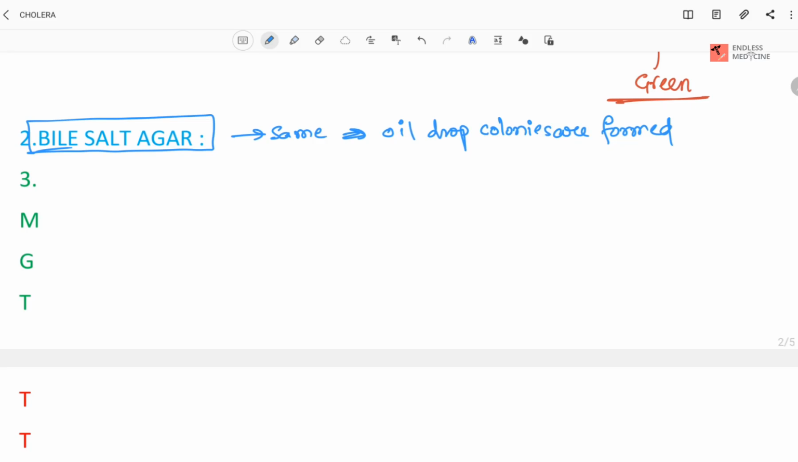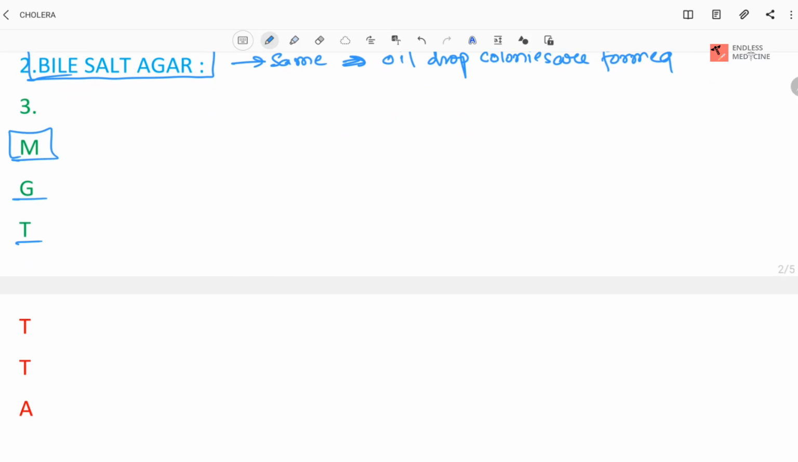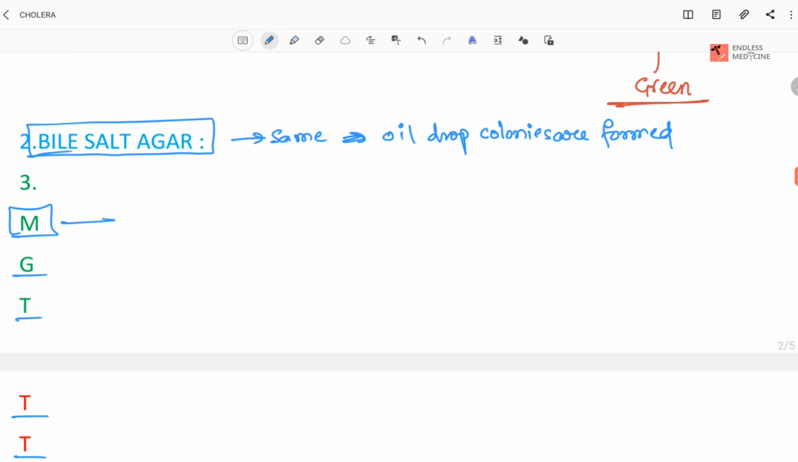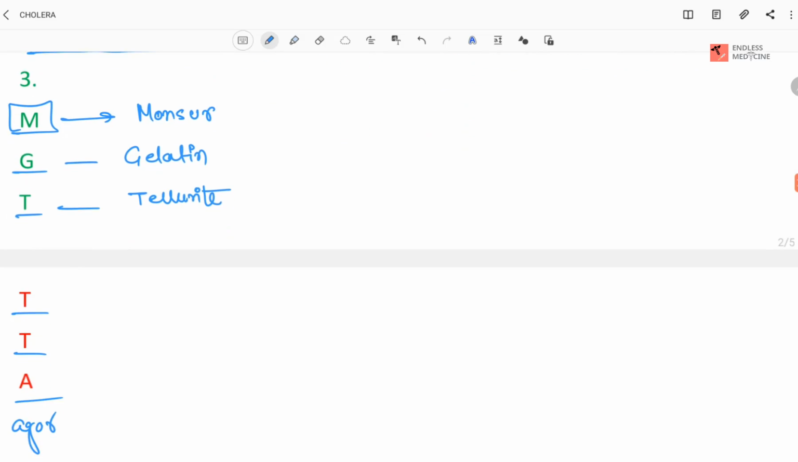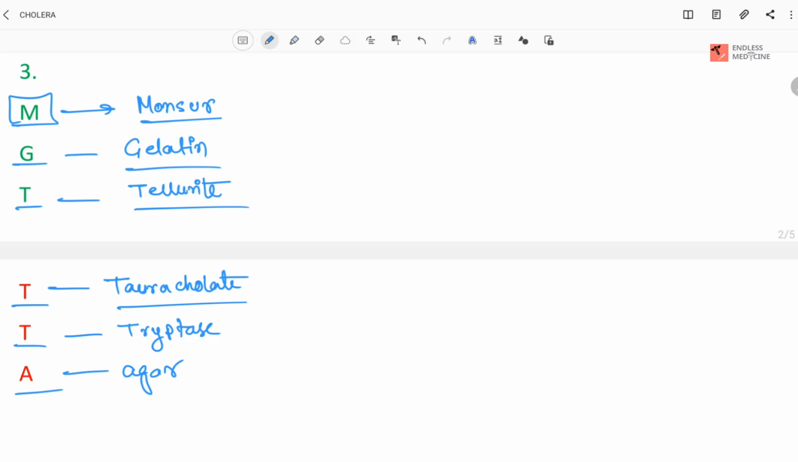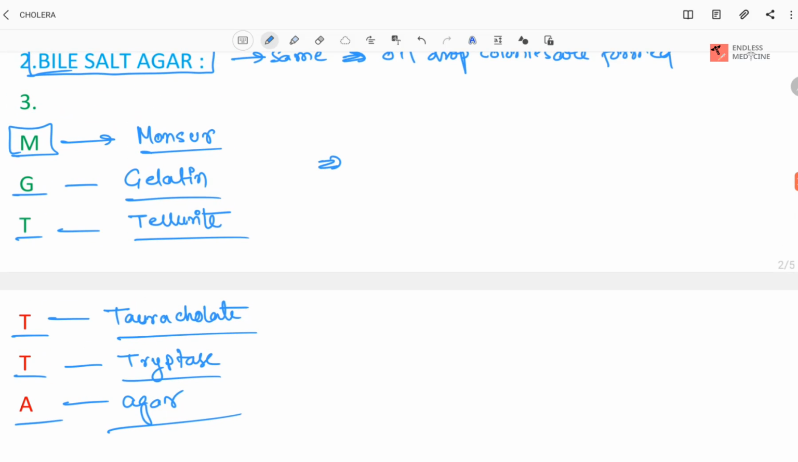Now third, MGTTTA agar. What is the full form of it? M for Monsur, gelatin, tellurite, taurocholate, trypticase, agar. So the full form of MGTTTA is Monsur gelatin tellurite taurocholate trypticase agar. So it is also a selective media.